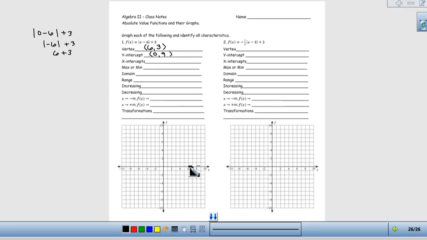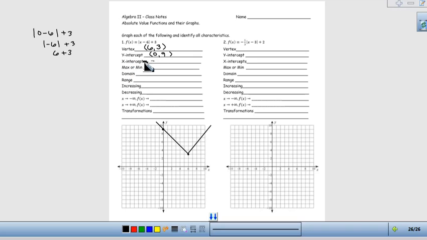To graph this, I have a point at 6, 3, and I know I have a point at 0, 9. I'm going to go ahead and draw my lines. And now I have an idea of what my graph looks like.